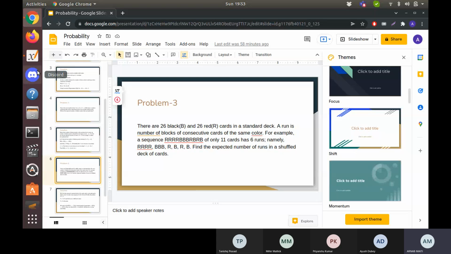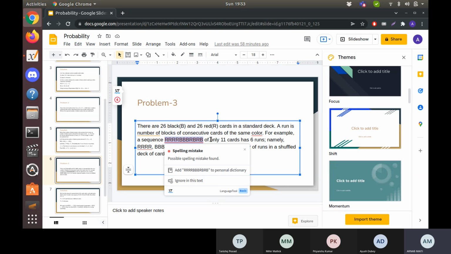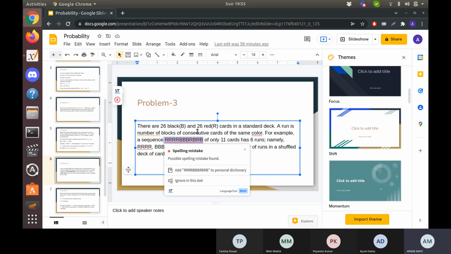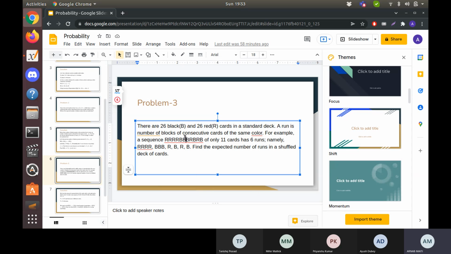Yeah, so let's wait 2-3 minutes. If nobody can come up with the solution, then as a hint, try to look at this particular sequence of 11 cards. We have 6 chunks. Now how are these 6 chunks getting created, what kind of random variables can you define to capture this number 6? Think how a chunk is getting created. That's pretty much the hint I can give. If you can catch hold of that, then the problem becomes easy. Let's wait 2-3 minutes and see if anyone comes up with a solution.